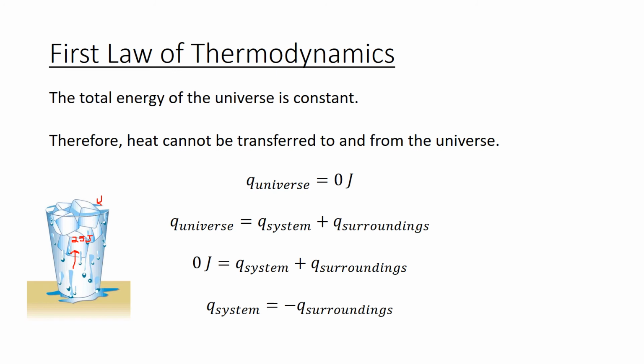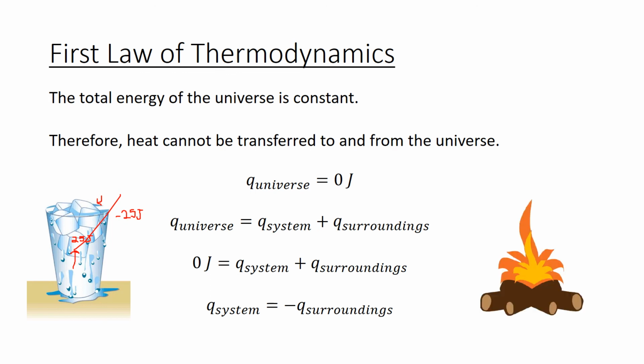So if I add up all the energy that is lost by the surroundings, both that lost by the water and that lost by the air, I'm going to get that the heat of the surroundings has changed by negative 25 joules. So if it took 25 joules to melt the ice, then I know that my surroundings have lost 25 joules of energy. Let's look at another example.